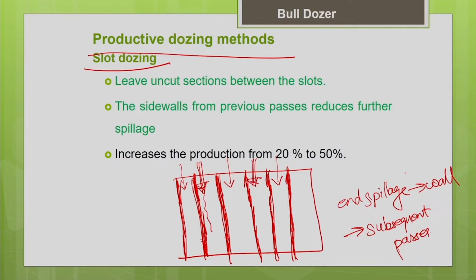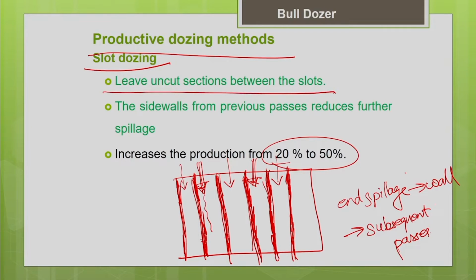Similarly, when it is passing through this path, you already have end spillage formed here, that will act like a wall. So, this wall will prevent further spillage during this pass. By this method I can reduce the spillage and increase the productivity by 20% to 50%. Basically, you leave some uncut section between the slots. You have left the gap between the slots. First you finish these slots, then come back to this uncut section.